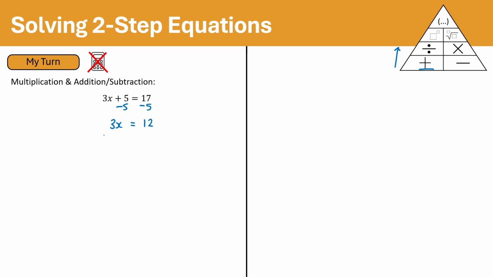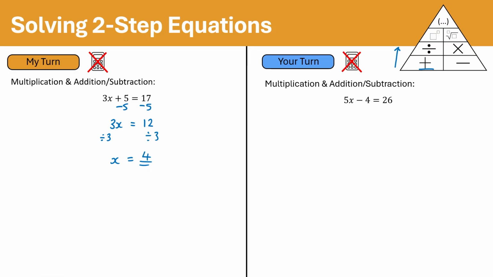I'm doing 3 multiplied by x, so I want to undo multiplication by 3. So I'll divide both sides by 3. On the left hand side that gives me x, and on the right hand side I do 12 divided by 3 to give me an answer of 4. Pause the video, give this question a go, and I'll run through it in a second.